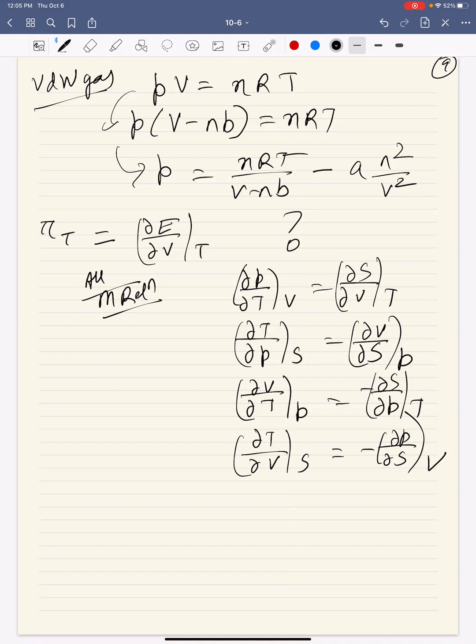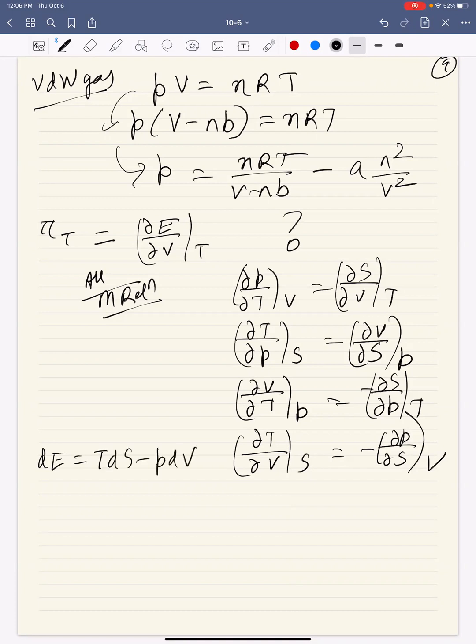So which Maxwell relation might be useful here? As of now, nothing. We don't see anything, right? Because partial E by partial V at constant temperature does not show up in any of these, right? So we have to do a bit more work. So we are lost. Okay, let's think about when lost. Write down the fundamental equation for any one of them that you know. Okay, I always remember dE, which is TdS minus PdV.